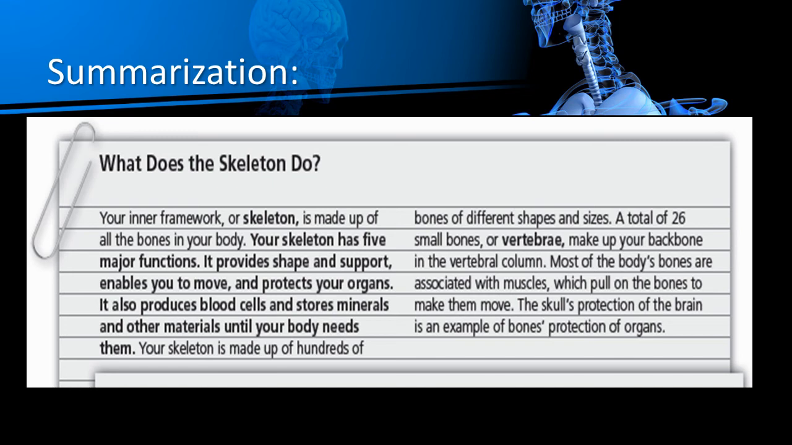Your skeleton is made up of hundreds of bones of different shapes and sizes, of which a total of 26 small bones or vertebrae make up your backbone, the vertebral column. And most of your body's bones are associated with muscles, which pull on the bones to make them move. And the skull's protection of the brain is an example of the bones' protection of organs.